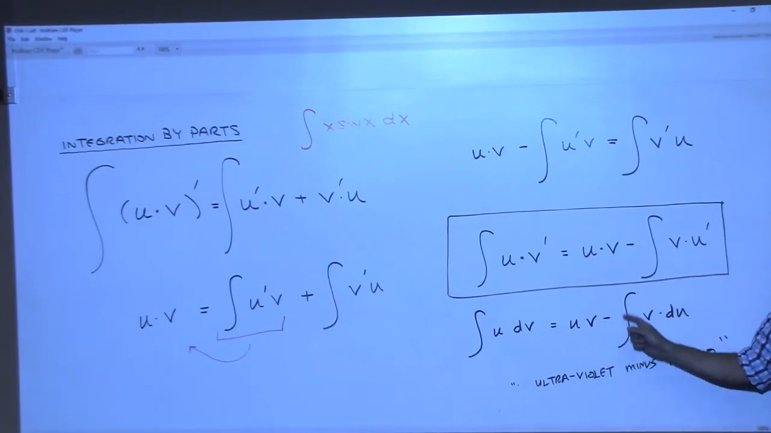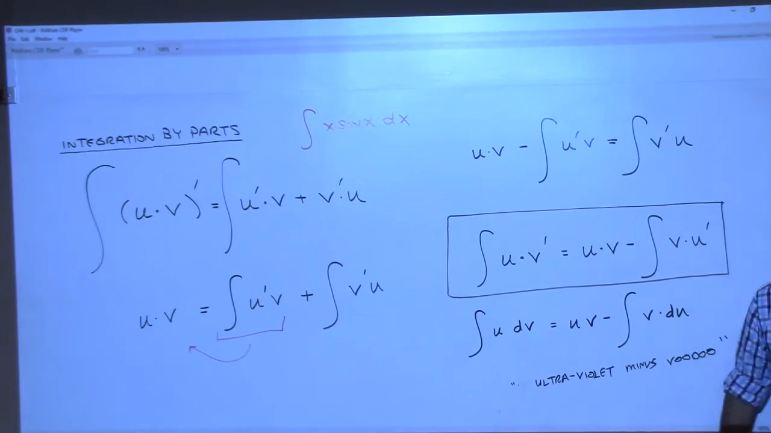Ultraviolet minus, now you have to remember the integral sign, but ultraviolet minus voodoo is the formula for integration by parts.